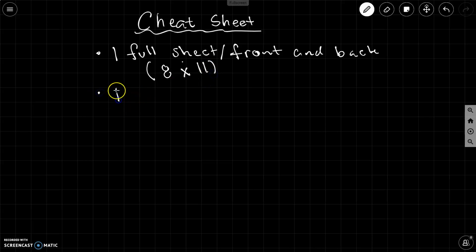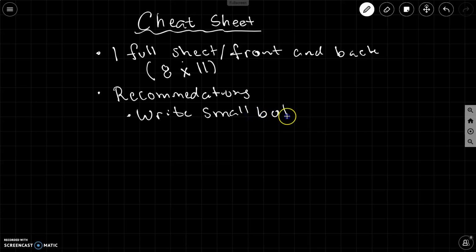So I do have some recommendations for what to put on there. First of all, I would recommend writing small, but legible. Make sure it's not so small that you cannot read it. Another thing I would recommend is to have stuff organized by sections.